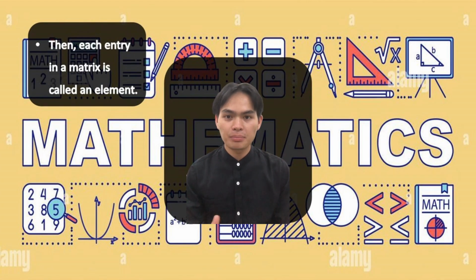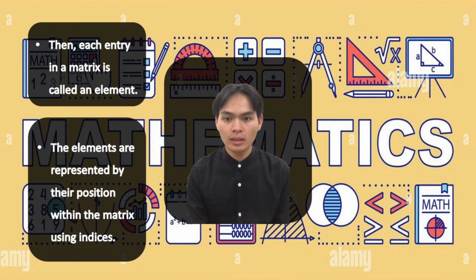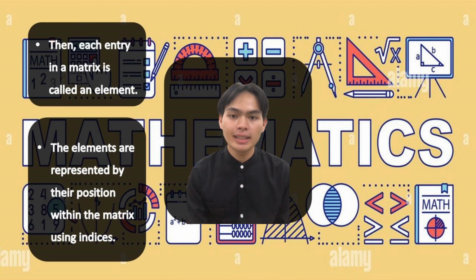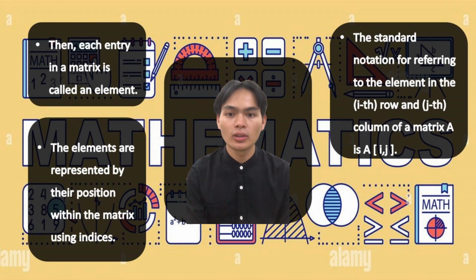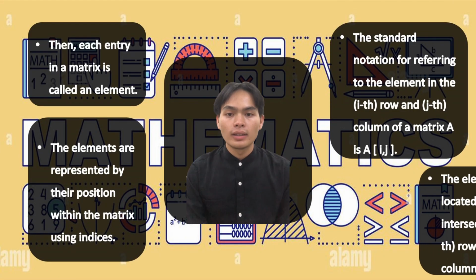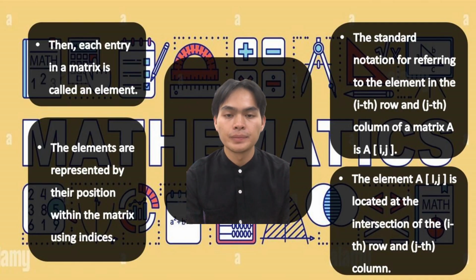Then each entry in a matrix is called an element. The elements are represented by their position within the matrix using indices. The standard notation for referring to the element in the ith row and jth column of matrix A is A_ij. The element A_ij is located at the intersection of the ith row and jth column.